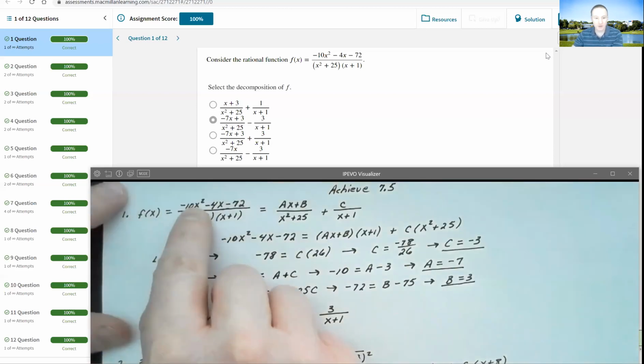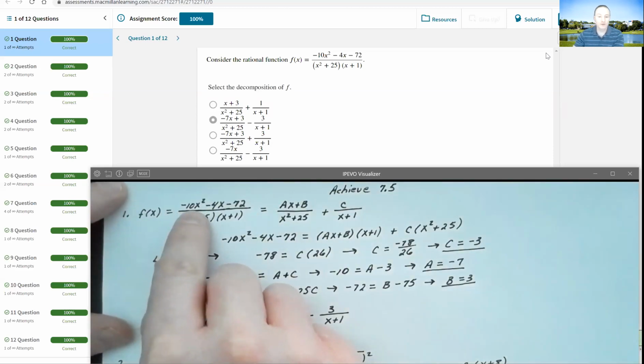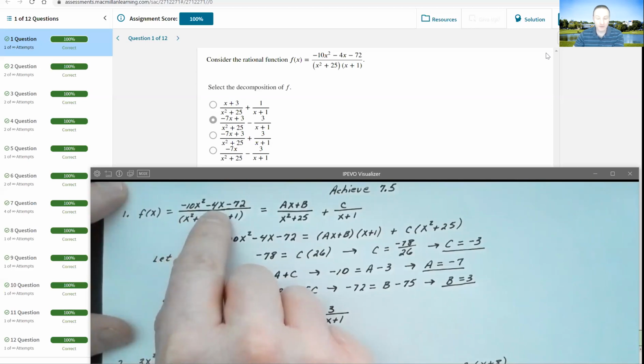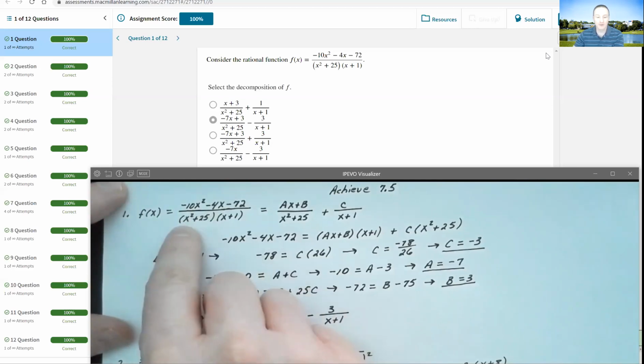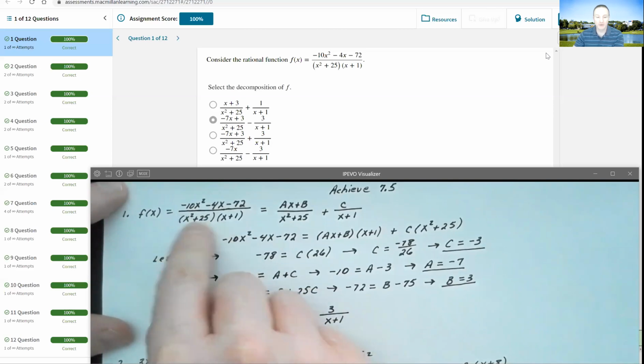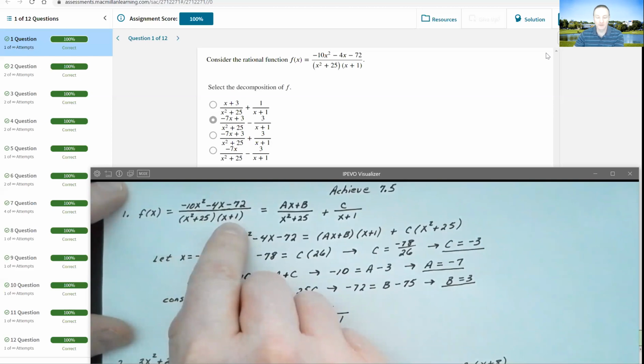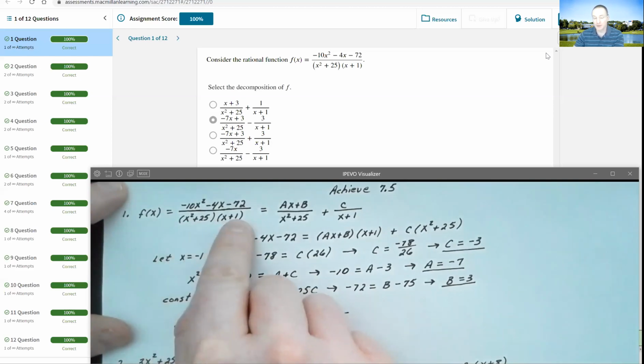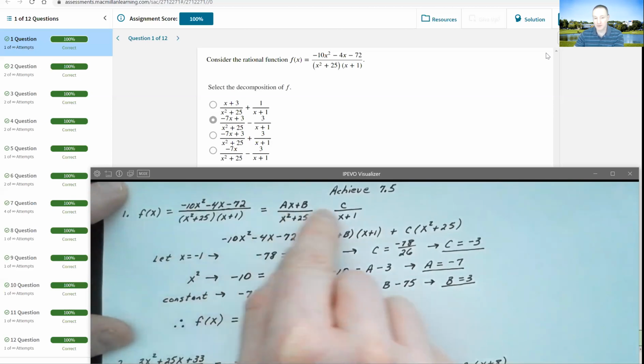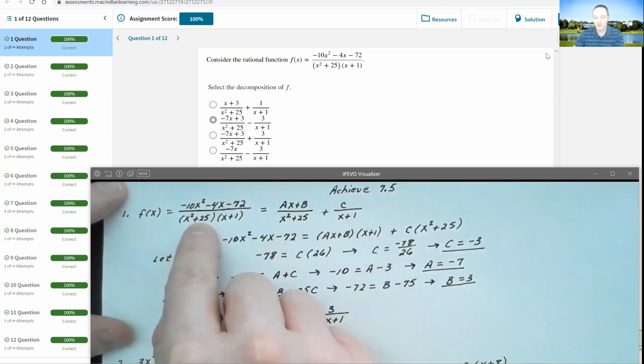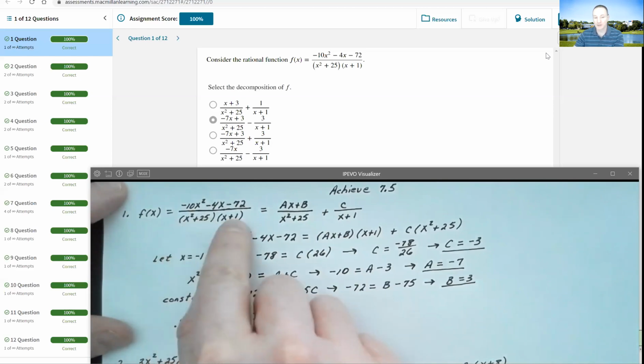So it gives you the function f of x is equal to negative 10x squared minus 4x minus 72 divided by the irreducible quadratic x squared plus 25 times the linear factor x plus 1. Well, what you're supposed to remember when we try to reduce this fraction down into its separate components, and you say, how many different fractions do I need? Well, you need as many fractions as you have factors in the denominator. I will need two separate fractions here.